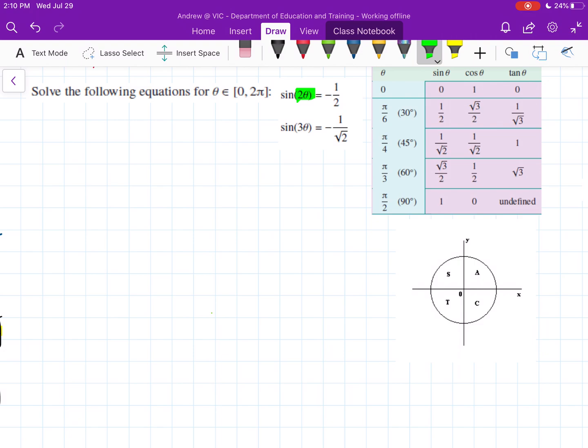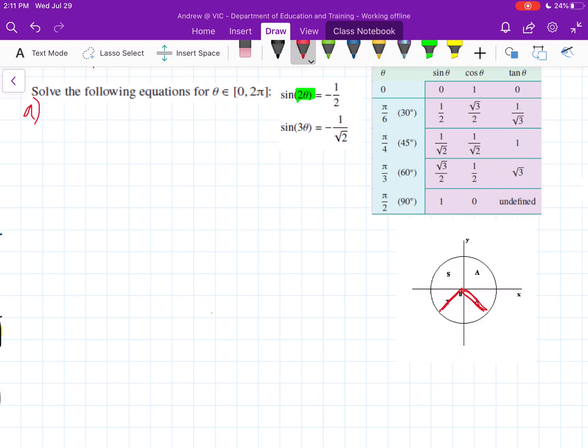So first, we'll start off with our first one. Sine of 2 theta is equal to negative a half. So we'll start off with this one. So first we need to identify which quadrants negative a half can be in. So we look at sine. When it's going to be negative, it has to be either in quadrant 3 or quadrant 4. Okay? So this gives us an indication.